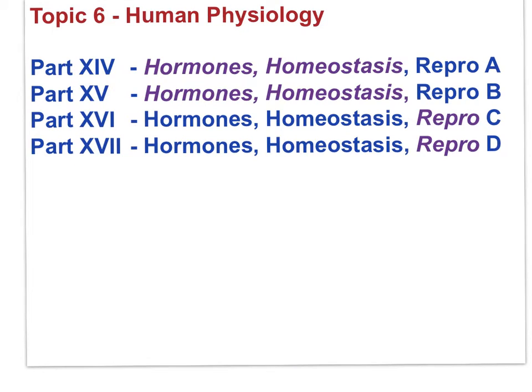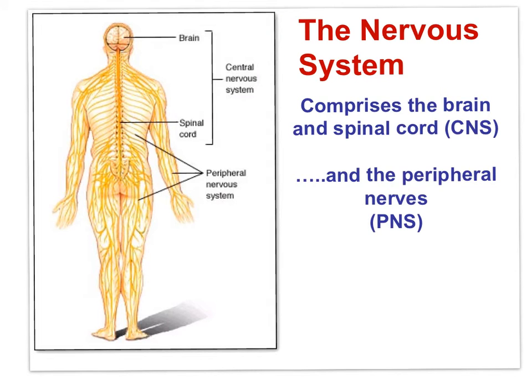Here is the second slide of the outline for all available movies for Topic 6, Human Physiology. The nervous system is composed of the brain and the spinal cord as the central nervous system, and the peripheral nerves comprise the peripheral nervous system. The central nervous system sends signals to and receives signals from the peripheral nervous system. The signals or impulses, now listen carefully, move along the membrane of nerve cells, and the nerve cells are called neurons.